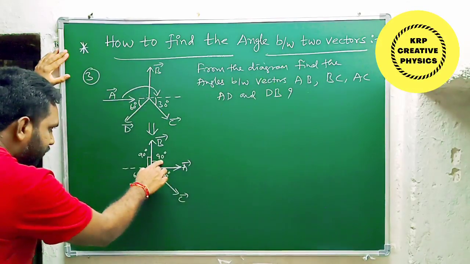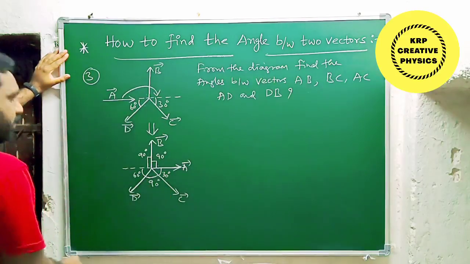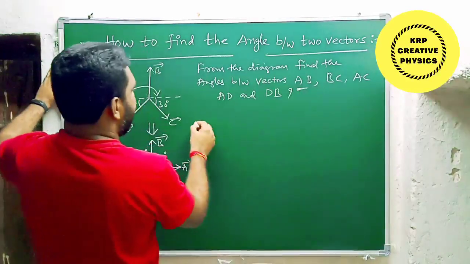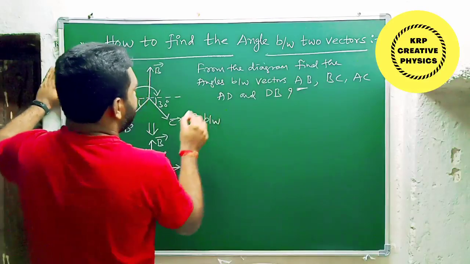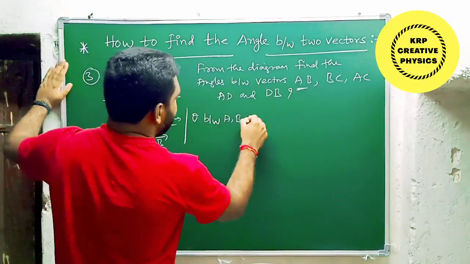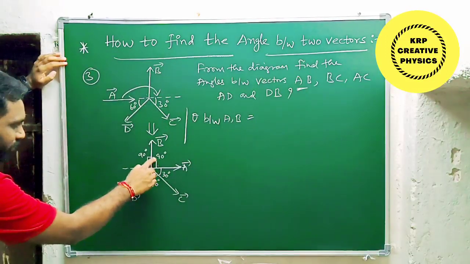So B and C means how much here? 90, up to here 90. 90 plus 30, how much? 120. So now I will write the angles here. First, we will write the answer. Angle between A and B, theta. And theta means angle. Angle between A, comma B equals how much here from the diagram? Just try to observe. Clearly, it is showing 90 degrees.